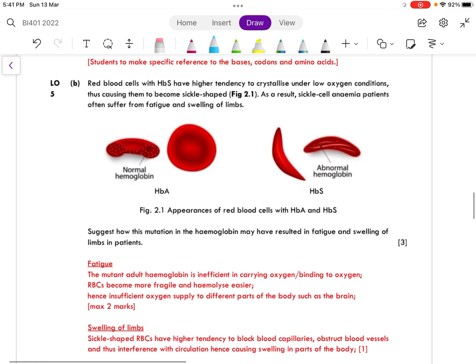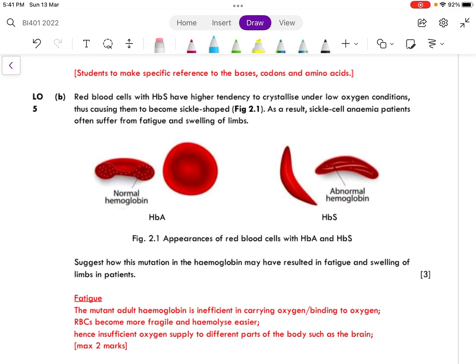Next, let's look at B. B asks you to suggest how this mutation in the hemoglobin may have resulted in fatigue and swelling. So there are actually two parts to this question. They ask you to explain the fatigue and the swelling.